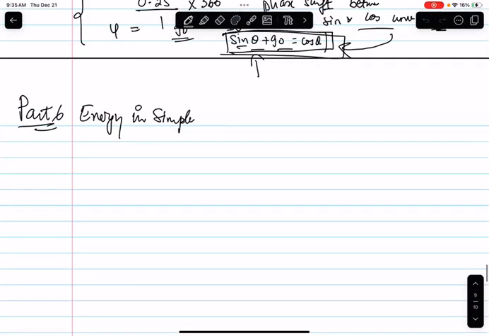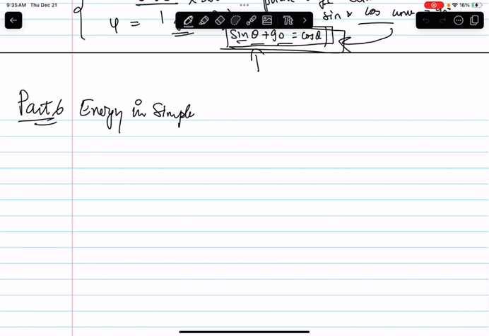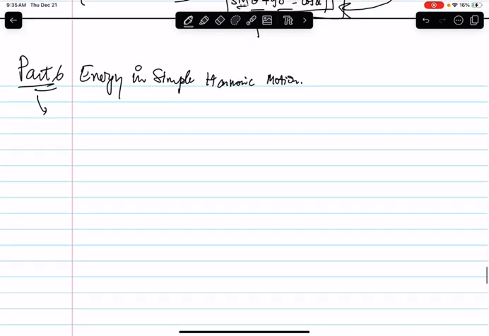Hi, so today we're going to be looking at the energy in simple harmonic motion, right? So energy in simple harmonic motion, okay? So this is our last part for simple harmonic motion. Okay, so let's go about it.